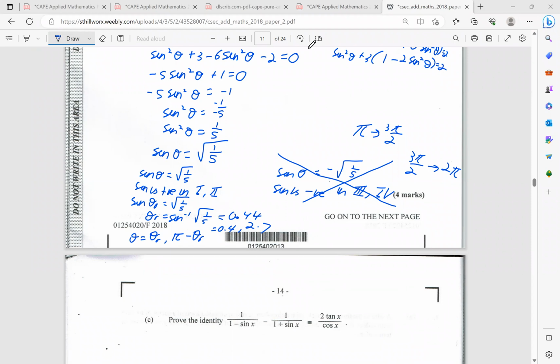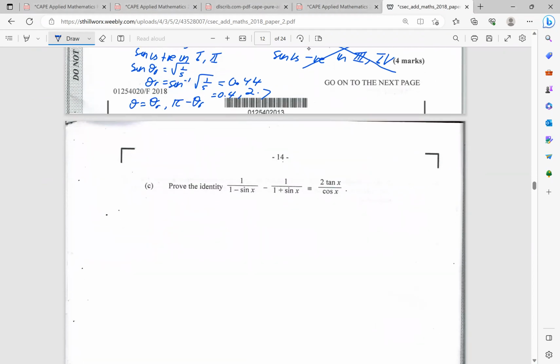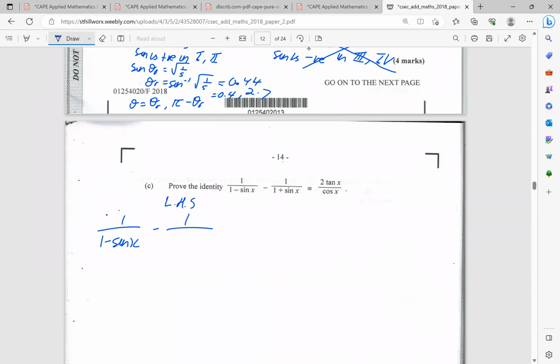All right. So with this one, as I said, left hand side. 1 over 1 minus sine x minus 1 over 1 plus sine x. Find the LCM. It's a horrible fraction now. 1 minus sine x, 1 plus sine x.